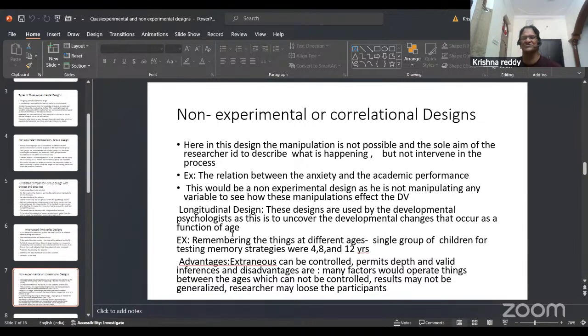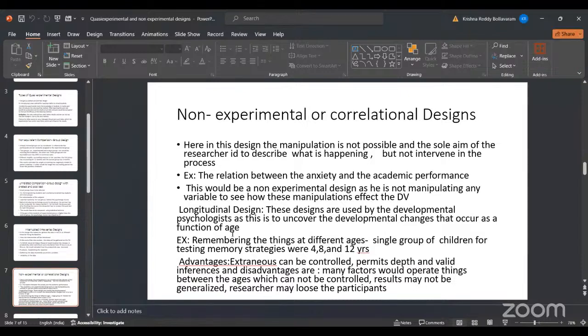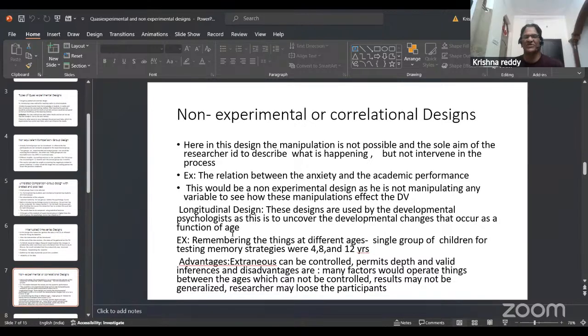Now let us move to non-experimental or correlational designs. Friends, here in this design, manipulation is not possible. Manipulation means change of the variables. You cannot change the variables. If the results are not good, what normally the experimenter does is change the variables. But that kind of possibility is not there with regard to correlational designs.